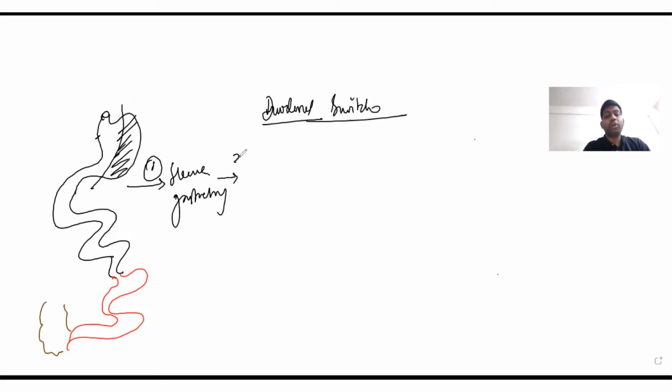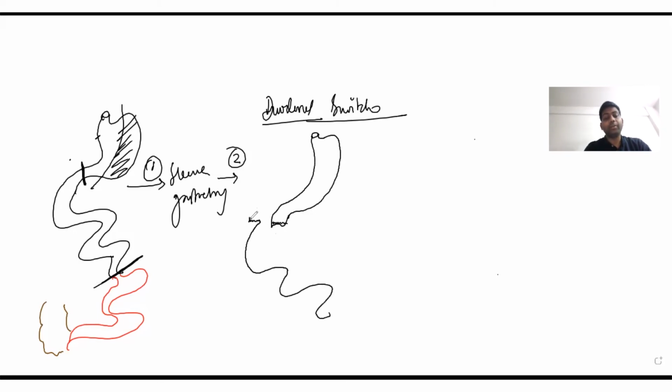The next step after sleeve gastrectomy is resection of the duodeno-gastric junction. We dissect at the junction of the first and the second part of the duodenum. This is the second step. We resect at this level, and another resection we do at the jejuno-ileal junction. So there are two resections, and what is left behind is this part of the biliary limb, in black, after resection, and what is left behind in red is the part of the small intestine, that is ileum.